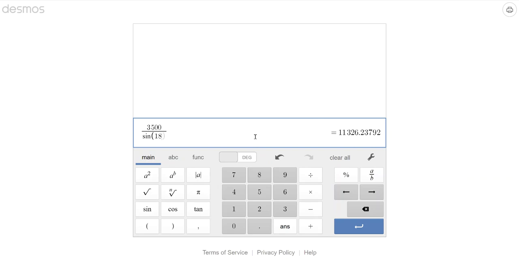I think they're going to want it just to the nearest foot. So 11,326 feet. Generally speaking, if you're talking about running down a mountain on the snow, you're not going to be worried about a tenth of a foot, are you? So this is going to be 11,326 feet.